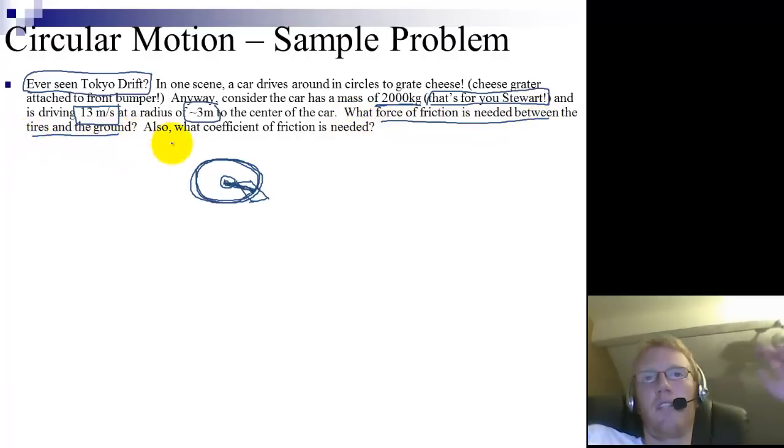So the first question is, what force of friction is needed between the tires and the ground? Well, ask yourself this, could a car do this on a slippery surface? No, it couldn't. The tires have to grip into the ground in order to turn, and that's a force of friction.